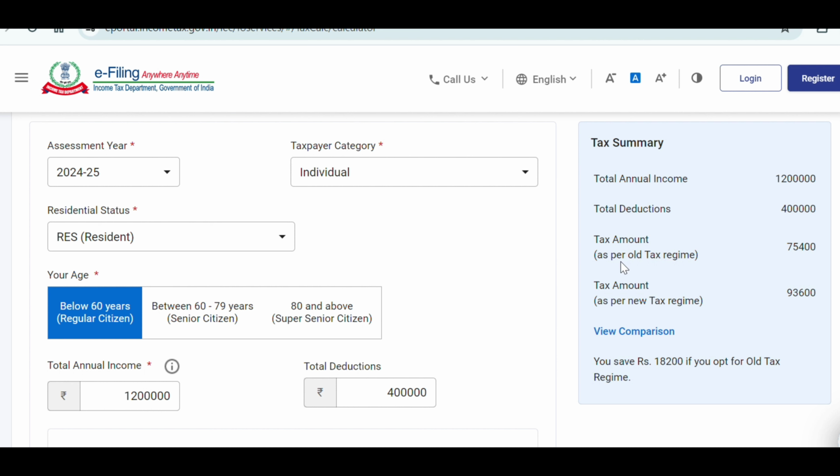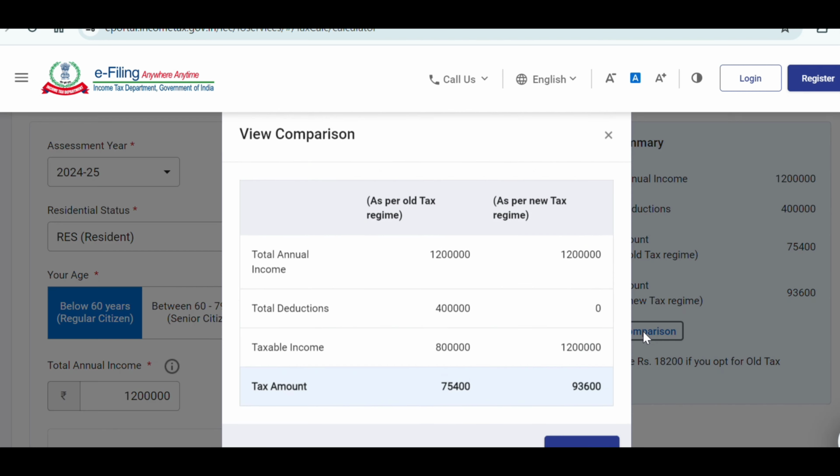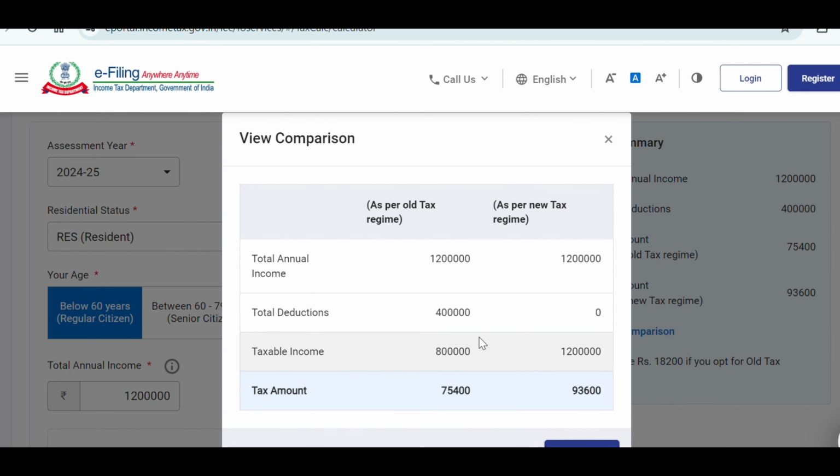So it says as per the old tax regime I should pay the tax of 75,400 rupees. But as per the new tax regime, it says I should pay 93,600. So it is saying that you save 18,200 rupees if you opt for the old tax regime based on the information which I have entered here. If I click view comparison, it gives me the comparison here, which is just representational data. The tax amount is slightly higher in the new tax regime.